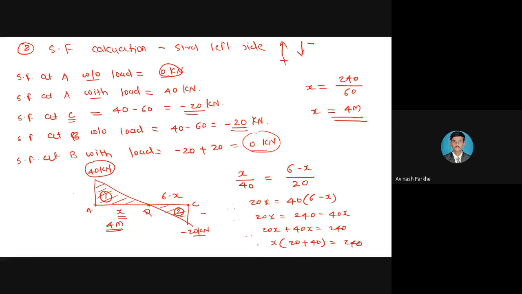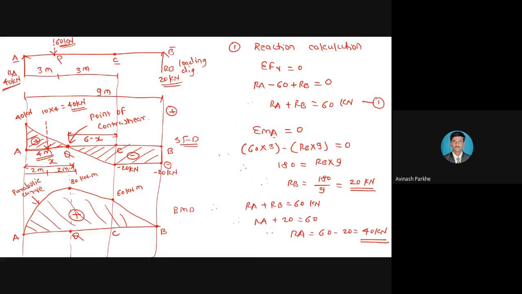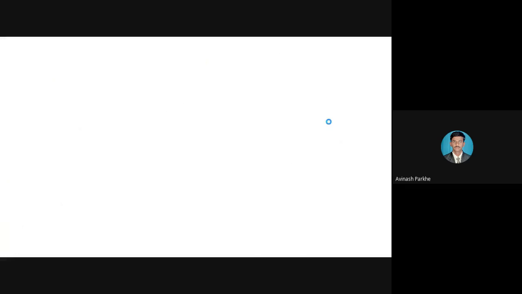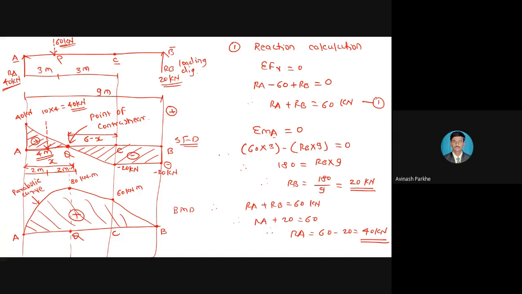Okay. Then after the SF calculation, it has been observed that in SF diagram you will get one point which is called a point of contra shear. That means Q point is there. But we don't have any distance between A and Q. AQ चा distance आपल्याला माहित नाही. तर जो काय AC मधला पोर्शन आहे तो AC मधला पोर्शन मी इथं ड्रॉ केला. I have applied the similar triangle rule, means x upon 40 divided by 6 minus x upon 20. From that I have calculated the x distance.